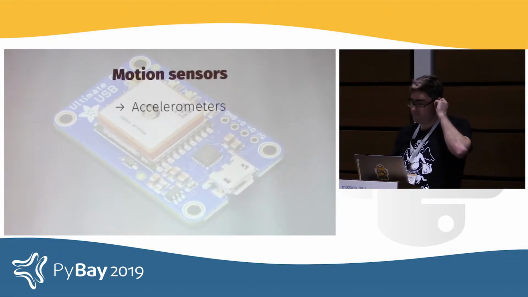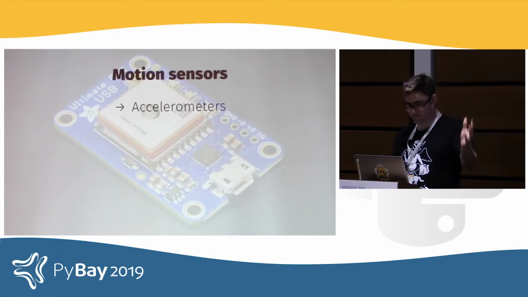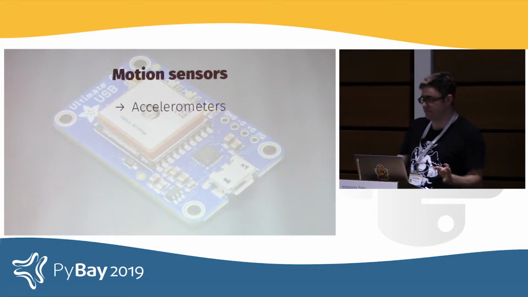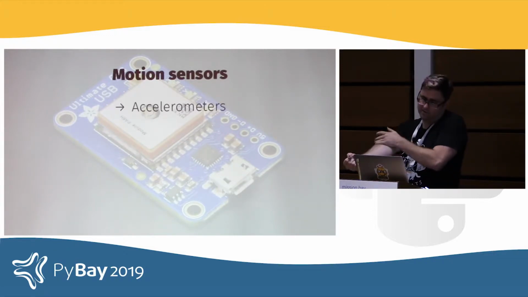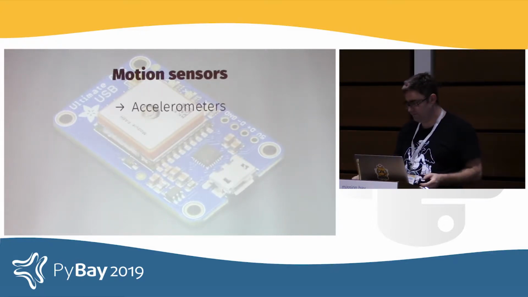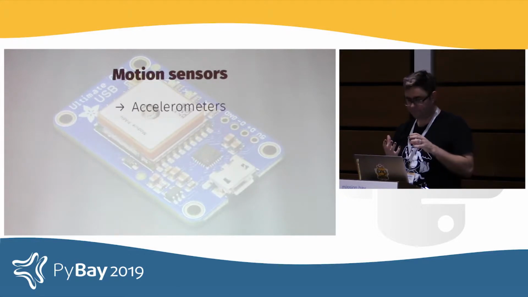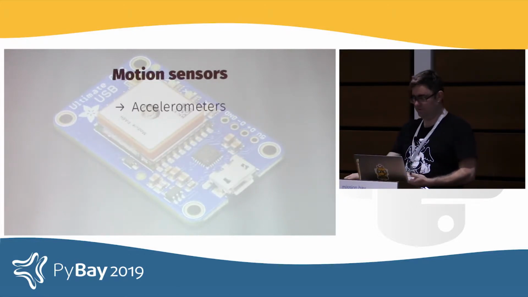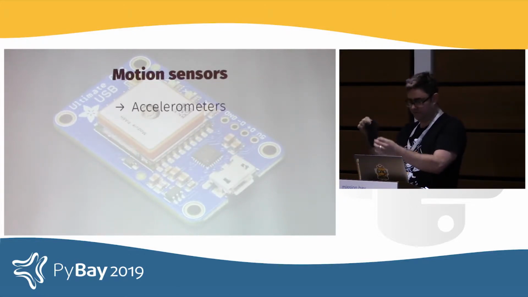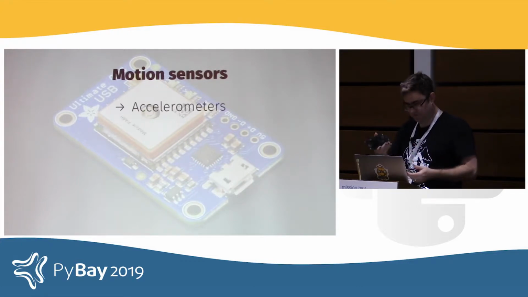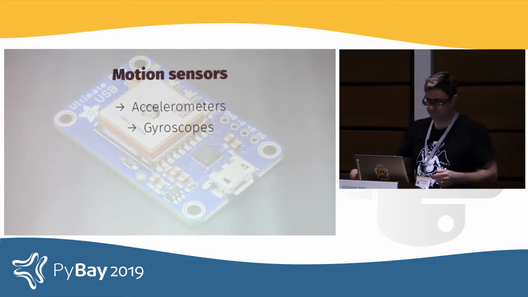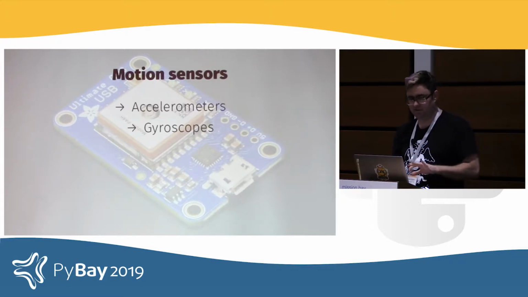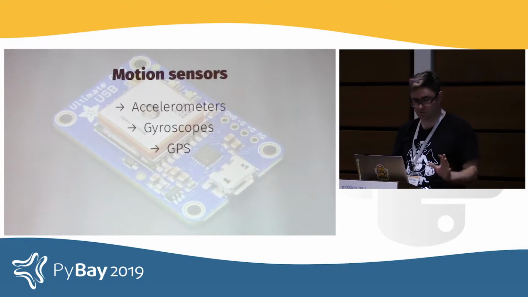You also have motion sensors, right? So things that sense motion, as the name suggests. Accelerometers are the big one that everyone in this room probably has in their pocket right now. Your phone has one in it. It's a sensor that measures orientation. So when you're turning your phone from landscape to portrait, it can tell which way it's facing on 3 axes. Gyroscopes are similar to accelerometers, except they measure rotation. GPS obviously tells you where you are.